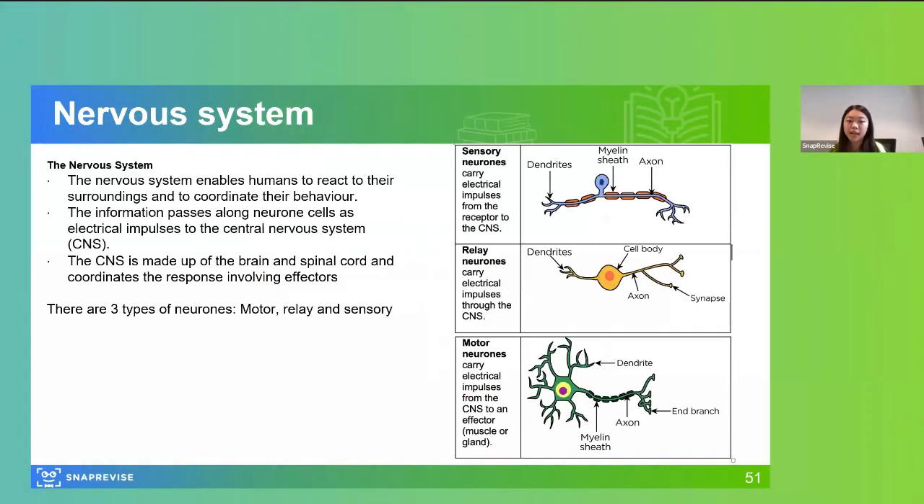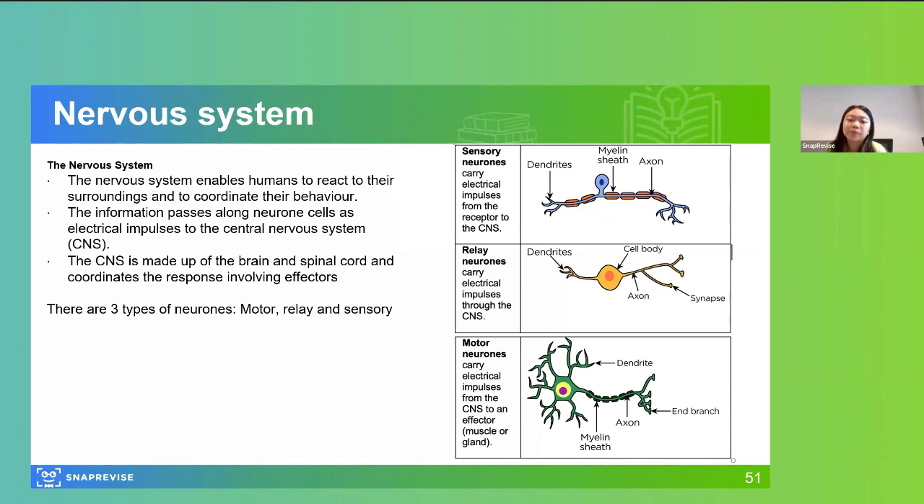Okay, let's move on to the nervous system. As I've said, it coordinates your behavior. Information passes along the neuron cells as electric impulses, as mentioned before. These electric impulses go to your CNS, the central nervous system. Your CNS is your brain and your spinal cord, but we're talking mainly about the brain. Let's not confuse ourselves. The CNS, brain and spinal cord, coordinates responses involving effectors. Effectors can be things like your muscle.